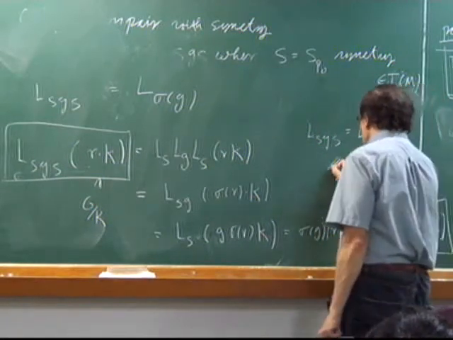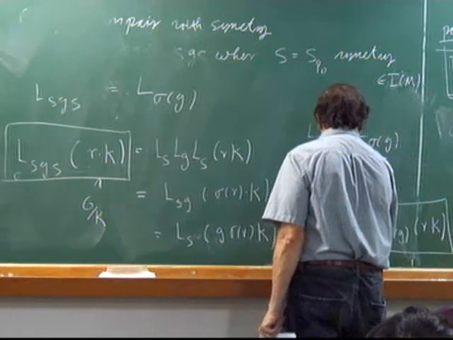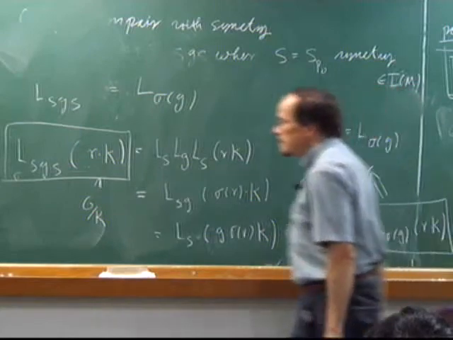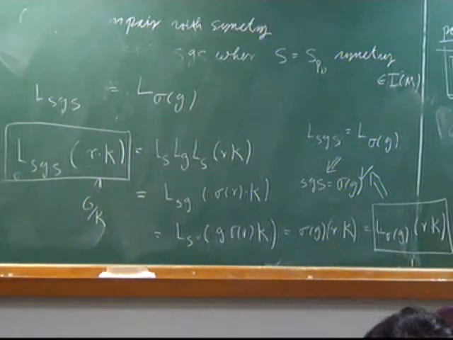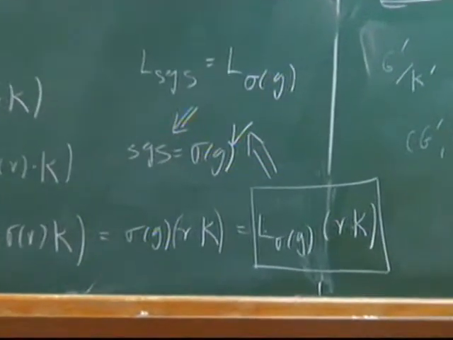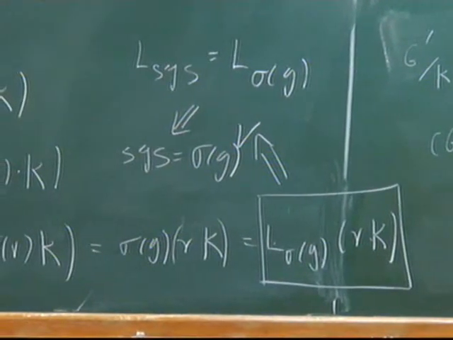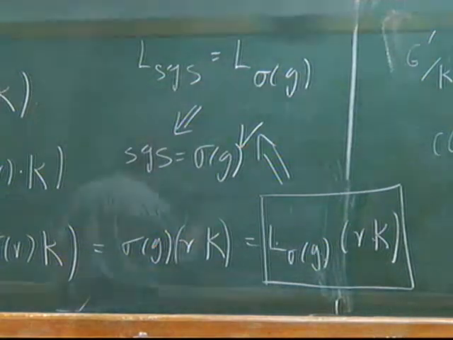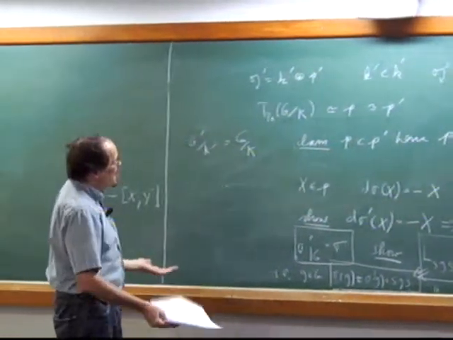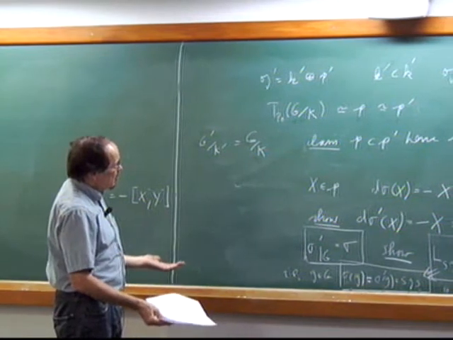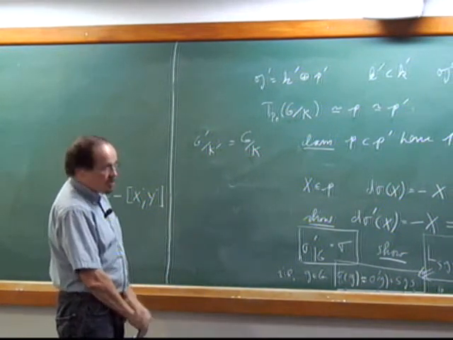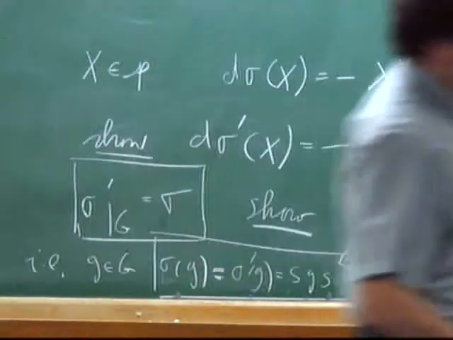And this then implies that SGS is sigma of G. And now I'm done. Okay, a little tricky, but this is a useful fact to remember. If I have a symmetric pair, the symmetry might be larger, but whatever the involution of the big one is, it just restricts to the involution of the little one. Okay.